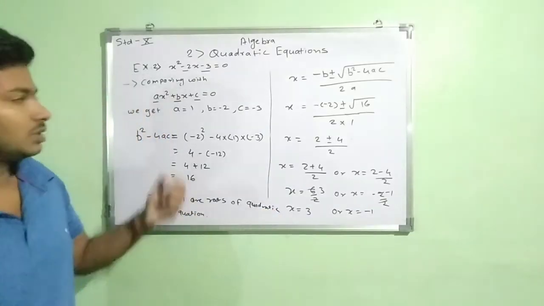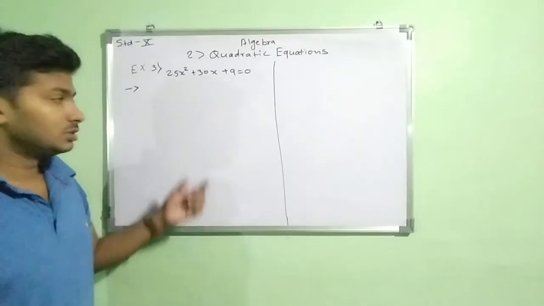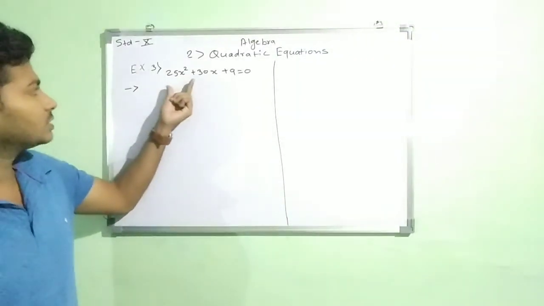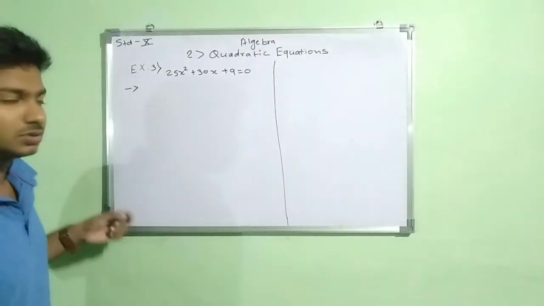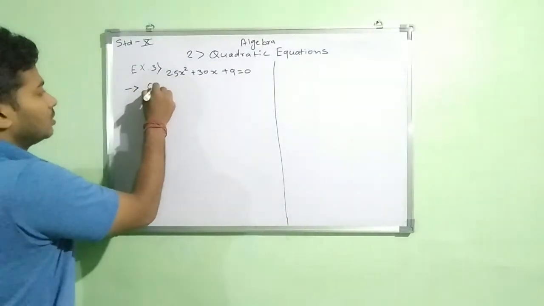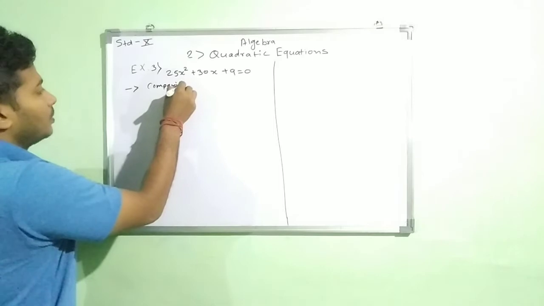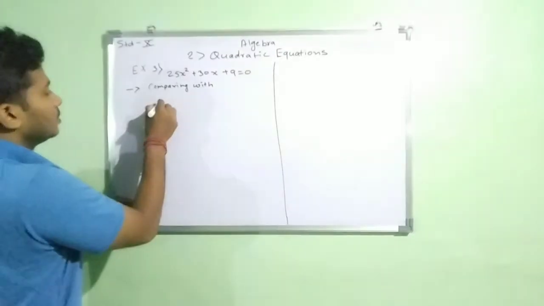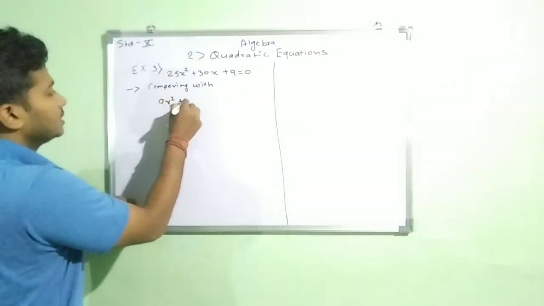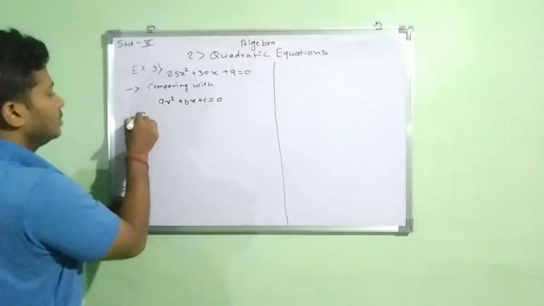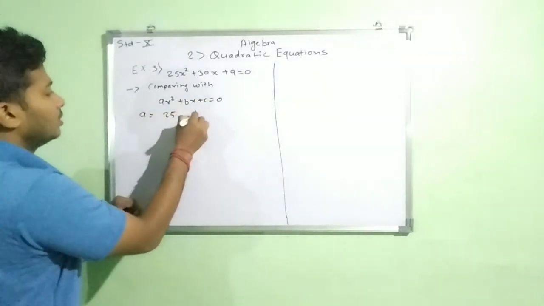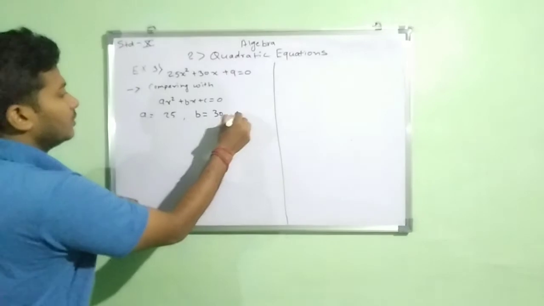So this is how we have to solve example. This is our third example: 25x square plus 30x plus 9 is equal to 0. Again we have to do the same. Comparing with ax square plus bx plus c is equal to 0, we will get the value of a as 25, b as 30, and the value of c will be 9.